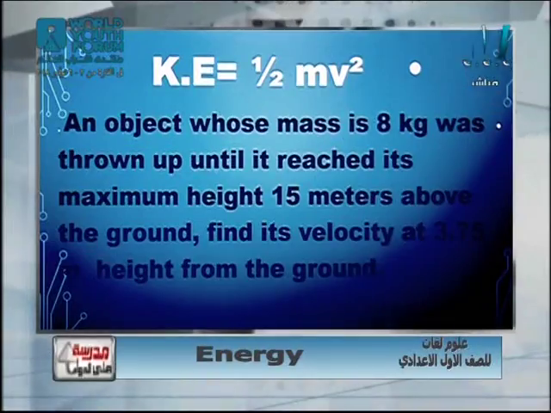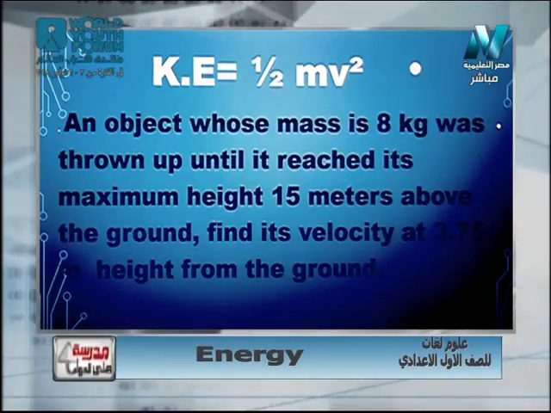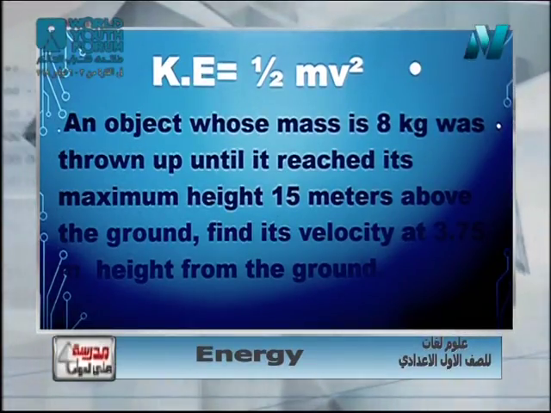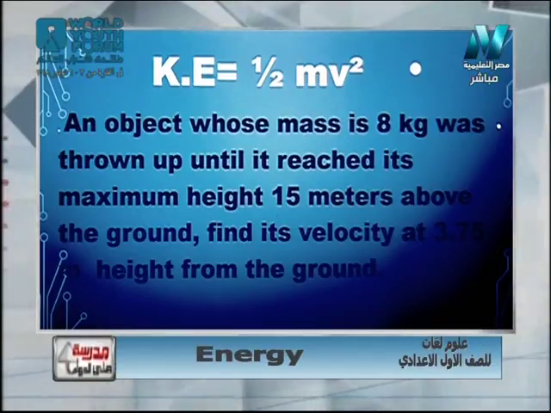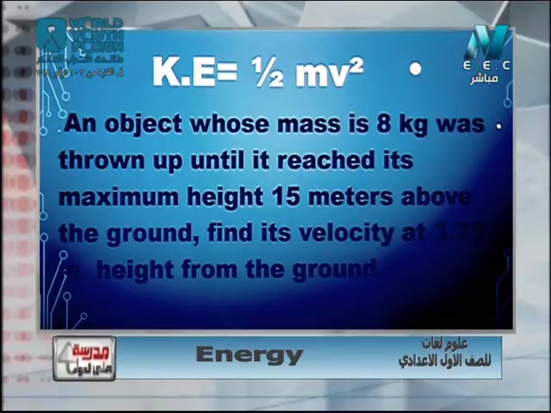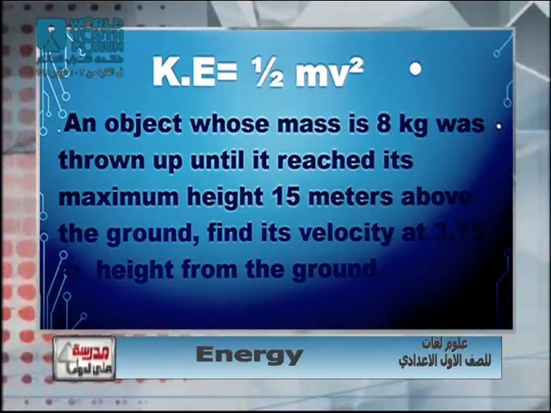It's not easy. An object whose mass is 8 kilograms was thrown up until it reached its maximum height at 15 meters above the ground. Find its velocity.